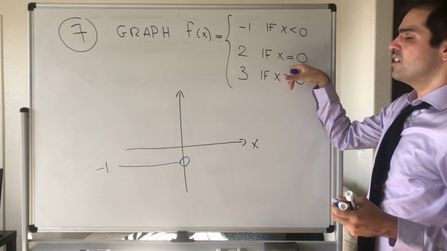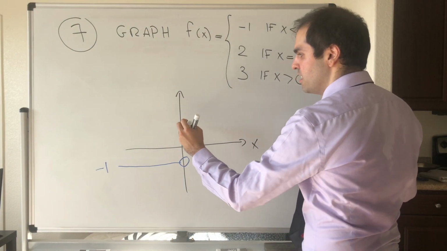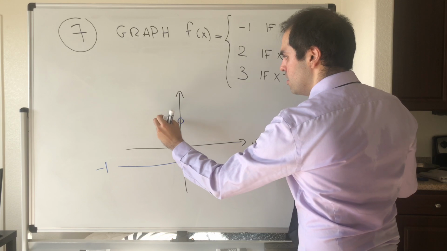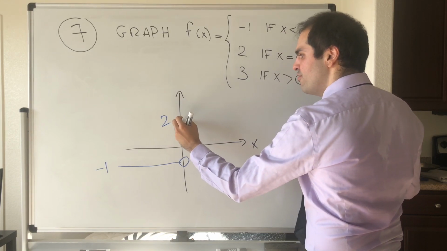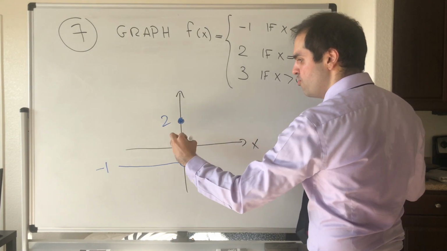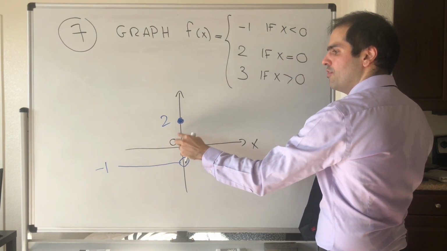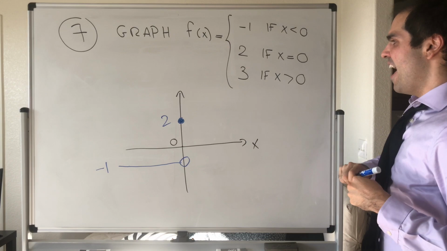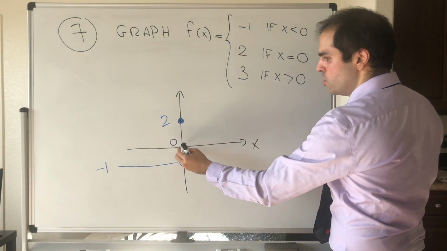Now, furthermore, if x equals 0, we know that the value is 2. So f of 0 is 2. So therefore, to emphasize that f is defined at 0 and its value is 2, you put this filled in bubble. So this just means f of 0 is 2. And then if x is positive, we know that f is 3.